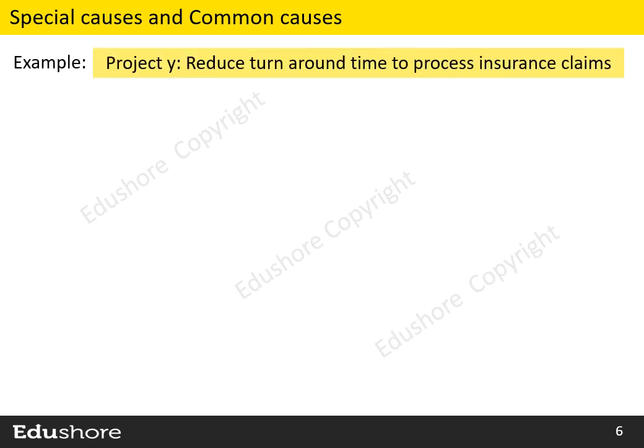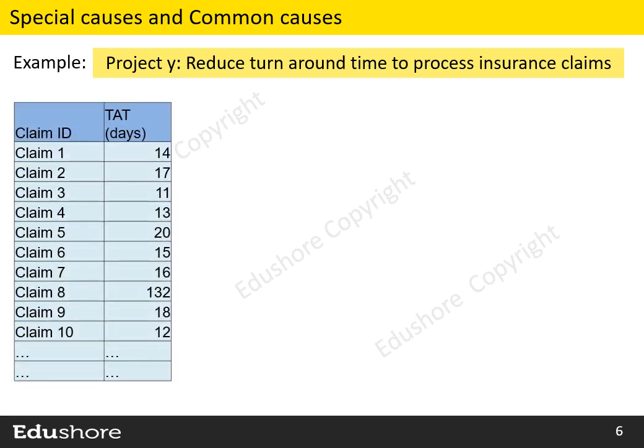Now, let us understand the special causes and common causes and their relevance to data analysis. Let's understand with this example. For example, our project Y is reduce turnaround time to process insurance claims. And here is the data of turnaround time to process insurance claims.